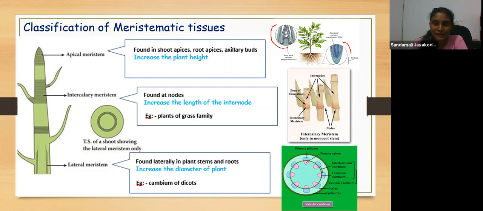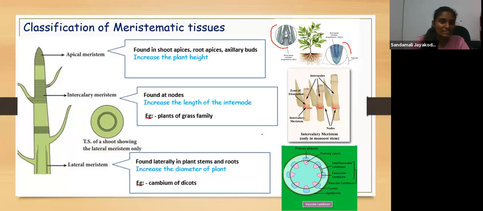Here in this diagram you can see there's a node which is short in the first image and then it becomes longer and longer at the end due to the activity of the intercalary meristem at this node. They are dividing cells to the upside and downside to increase the length of the node. That is the function of that. We can mainly find them in the grass family, another example. In the grass family, we can see them clearly.